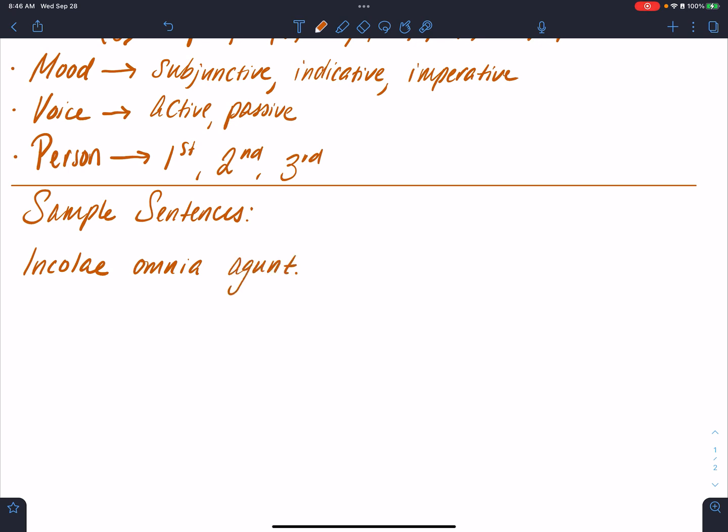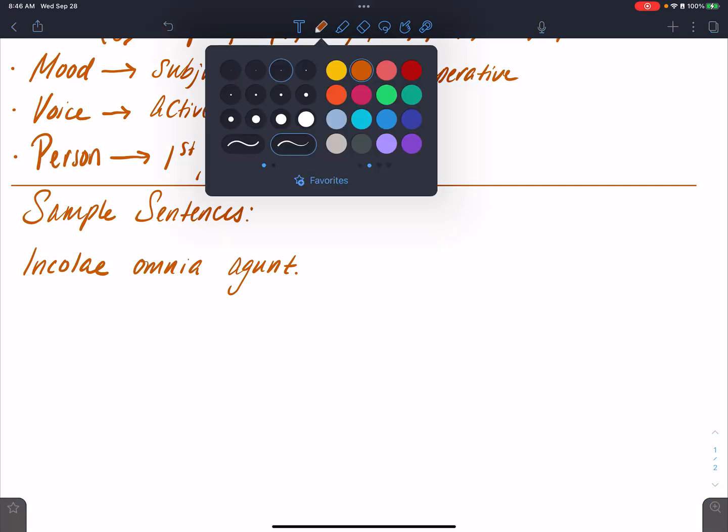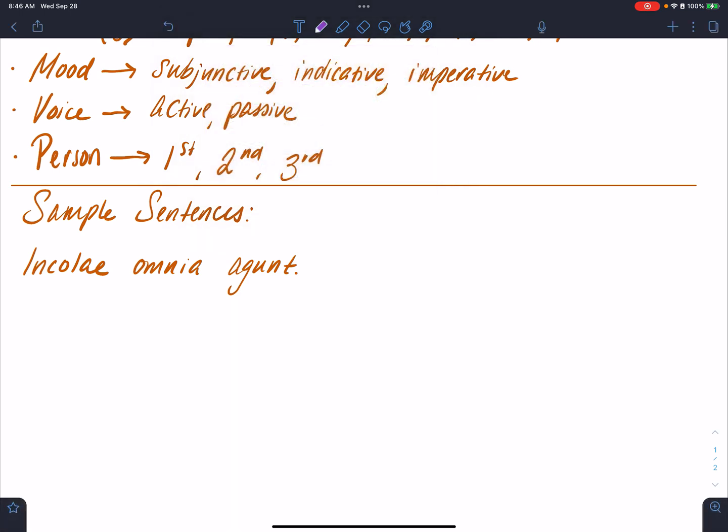Okay, first sentence that we've got here is incolae omnia agunt. Incolae omnia agunt. Okay, now let's mark this up. I'm going to do the markup in a different color. Let's do it in purple, because why not? All right, first things first, find the verb. Where's my verb? Yeah, good. Typically it's at the back of the sentence. The main verb is going to be found at the end.